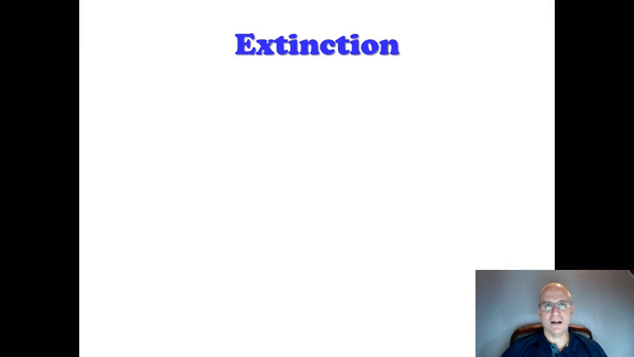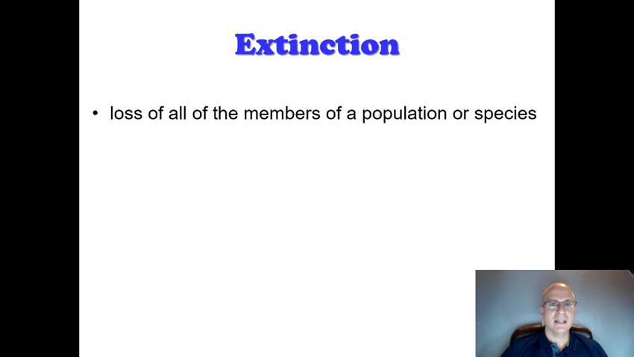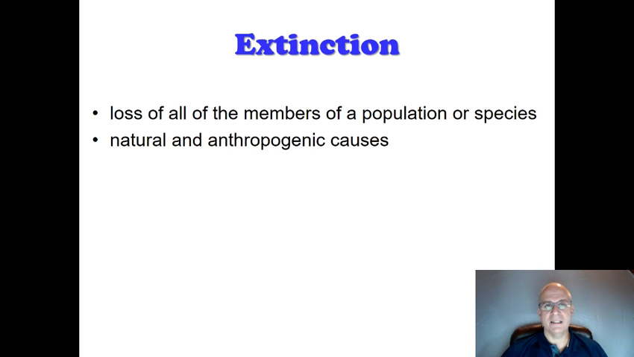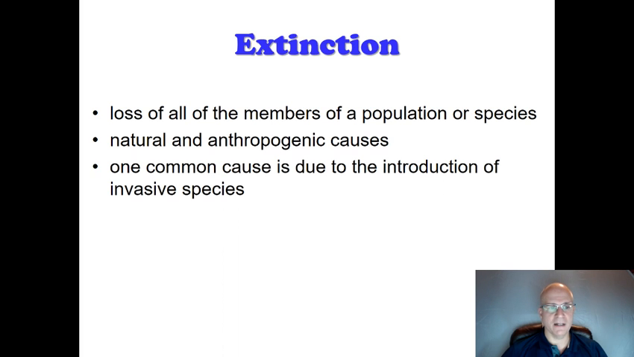So we begin our discussion by talking about what we mean by extinction. Extinction is the loss of all the members of a population or a species. Now, there have been times where species have gone extinct throughout all of geologic time, and it's certainly the case now. But we're also finding that there are anthropogenic or human-caused reasons for these extinctions to take place as well.